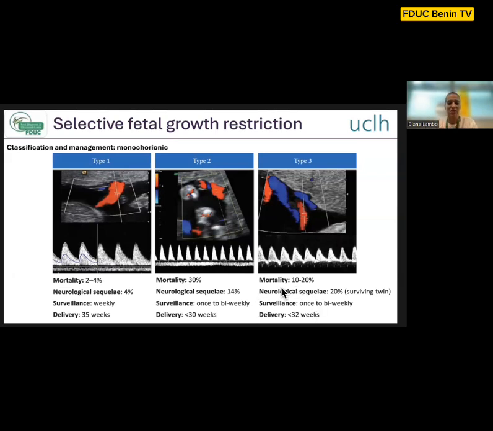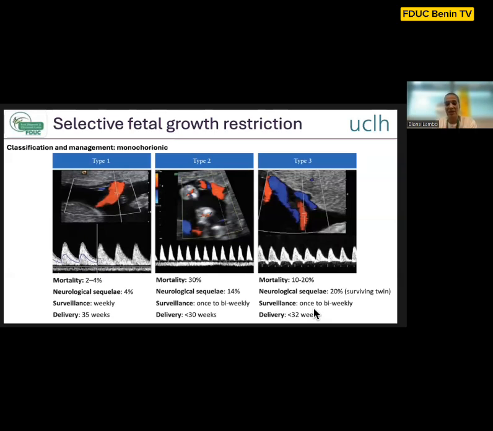Now, again, the risk of mortality here is quite high. It's between 10 to 20%. The risk of neurological sequelae is much higher, and that's in the surviving twin, so not the growth-restricted twin. It's about 20%. And the rate at which you need to monitor them via ultrasound is similar to your type 2, once to twice weekly, with a view to delivering them around 32 weeks.